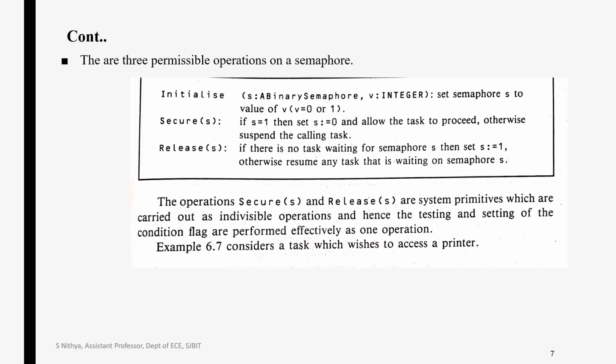These are the three operations of the binary semaphore: initialize, secure and release. What is initialize? Initializing the binary semaphore: V is an integer, and we set the semaphore S to the value of V, which is 0 or 1. Secure S: if S is equal to 1, then set S equal to 0 and allow the task to proceed, otherwise suspend the calling task. Release S: if no task is waiting for the semaphore S, then set S equal to 1, otherwise resume any task that is waiting for the semaphore.